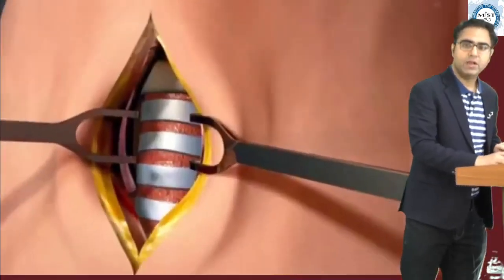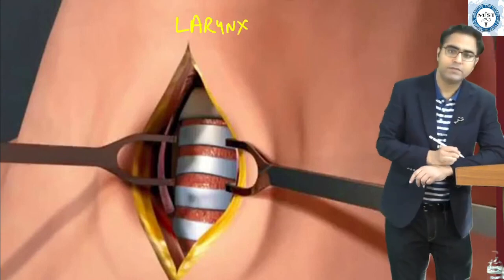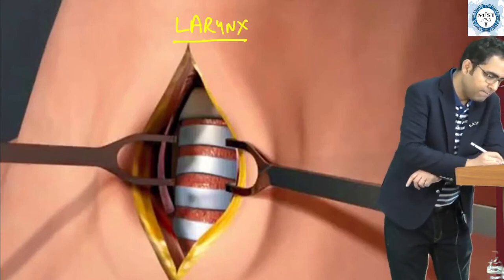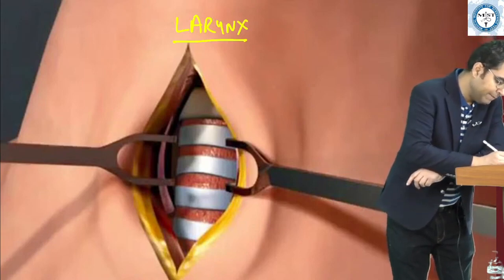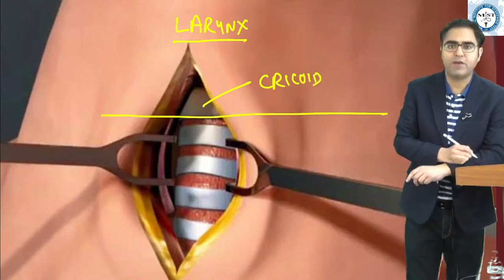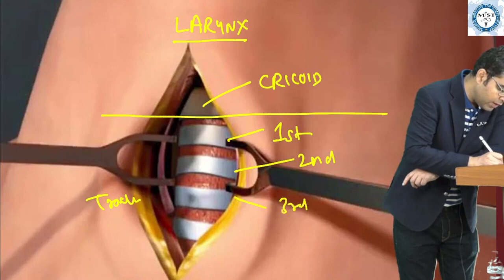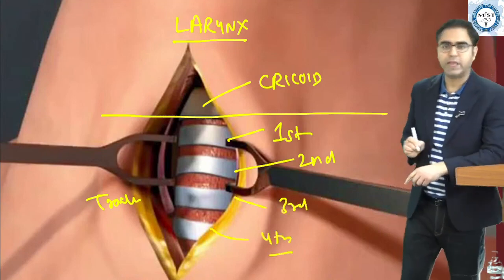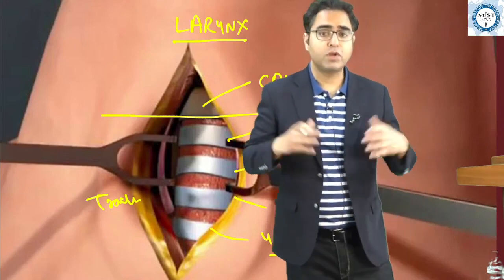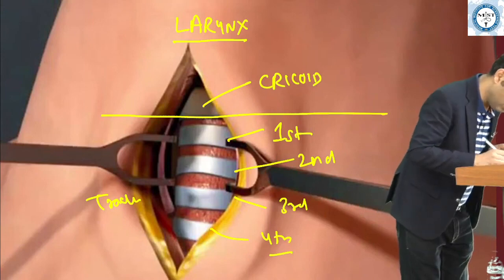Okay. Now, please see, larynx is here, beta. Now, this is your cricoid. Up to this is larynx. No? Cricoid is the final part. Then trachea comes. No? Trachea: first ring of trachea, second ring, third ring, fourth ring. First, second, third, fourth. Now, the question is, the most common site of tracheostomy is the second and third tracheal ring. We make a hole here, beta.